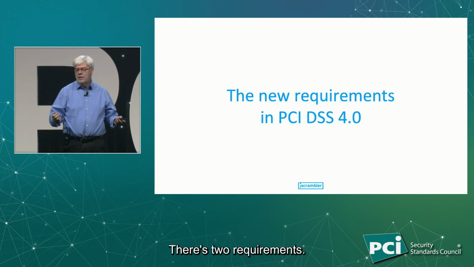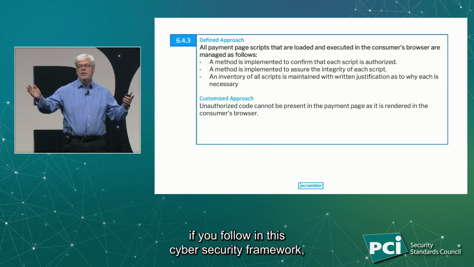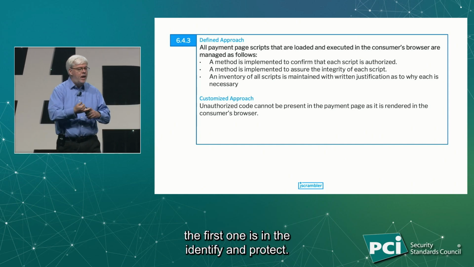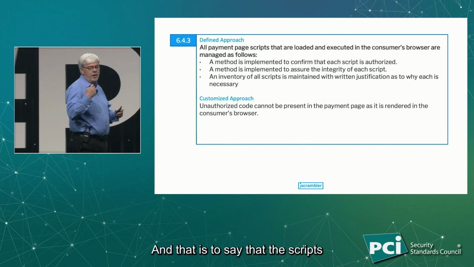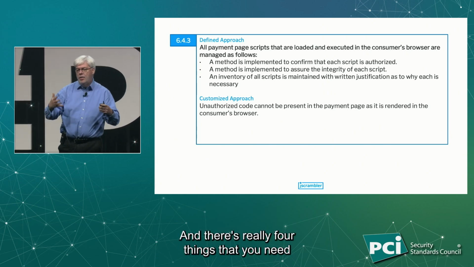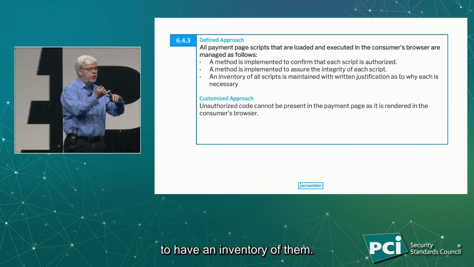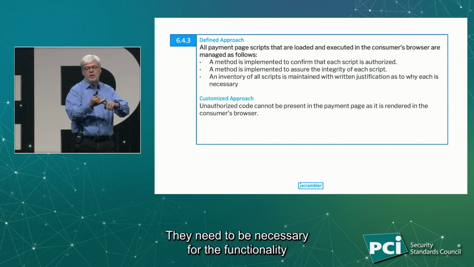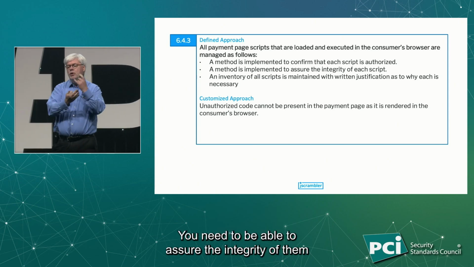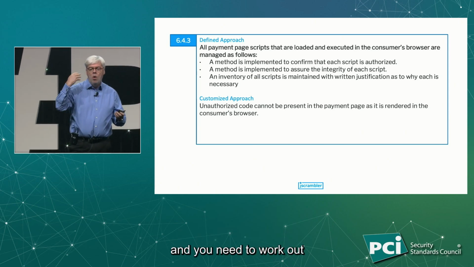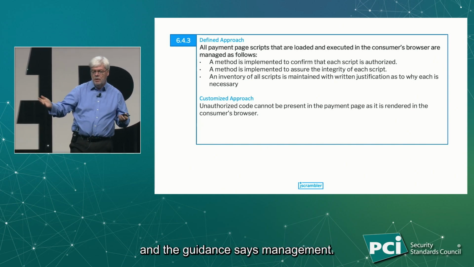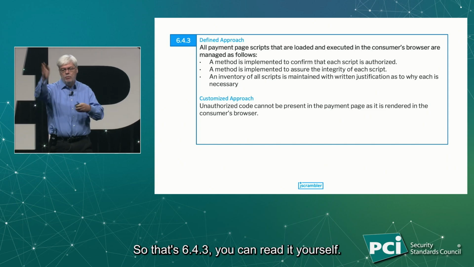There are two requirements. The first one, if you follow this cybersecurity framework, is in the identify and protect category. That is to say that the scripts on a payment page need to be managed. There are really four things. You need to have an inventory of them. They need to be necessary for the functionality of the payment page. You need to be able to assure the integrity of them, and they need to be approved by, and the guidance says, management. So that's 6.4.3. You can read it yourself.